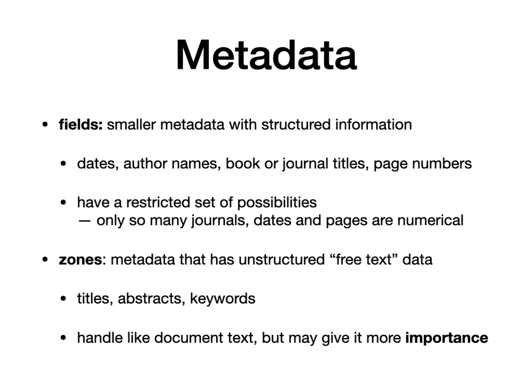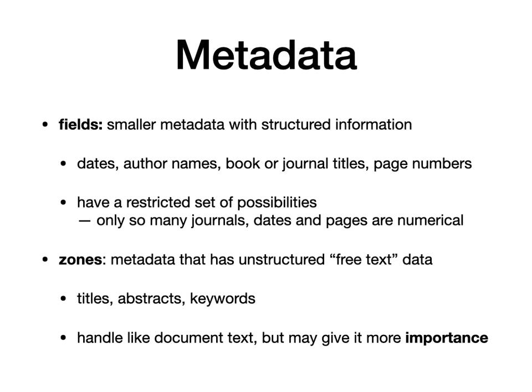Zones are a little bit bigger, a little broader, and they still have that sort of unstructured feel like the full document text. These are things like titles and abstracts and keywords, right? So if you've ever worked with an academic journal, these are going to be familiar. So we can handle them just like document text, but we can give them heavier weight if we think they're the more relevant part of the document.